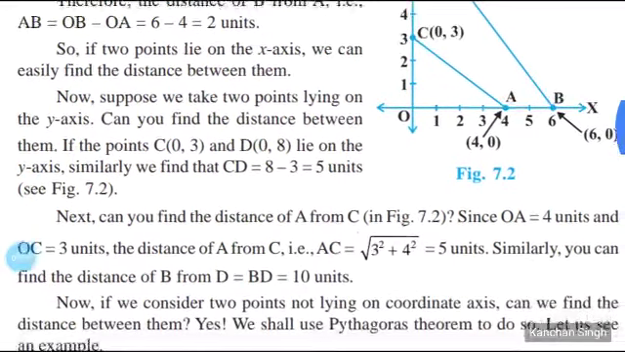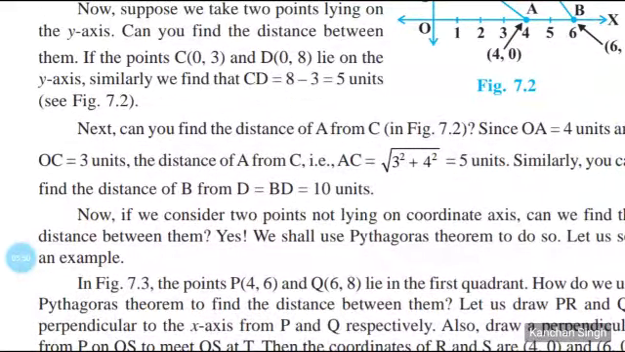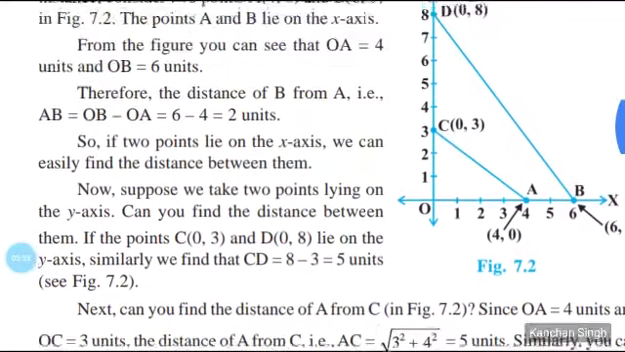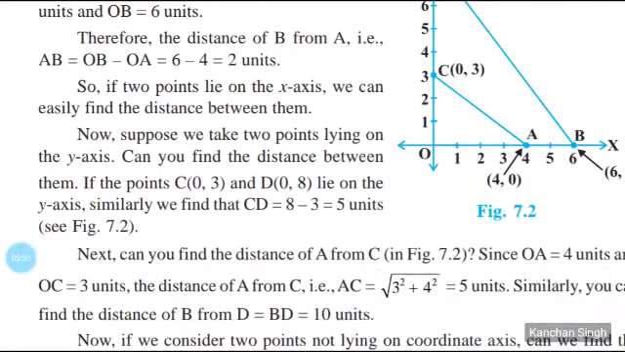Now suppose we take 2 points lying on the y-axis. We can find the distance between them also, if the points are C (0, 3) and D (0, 8). Now see, we will use the same method. So CD will be how much? 8 minus 3, that is 5 units.